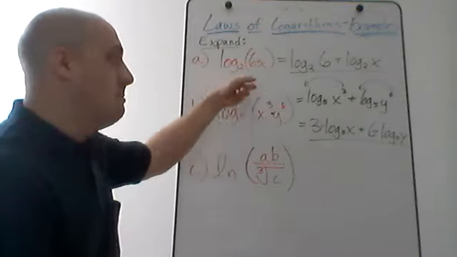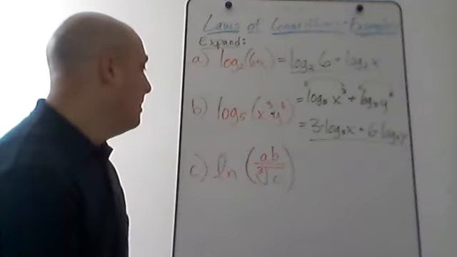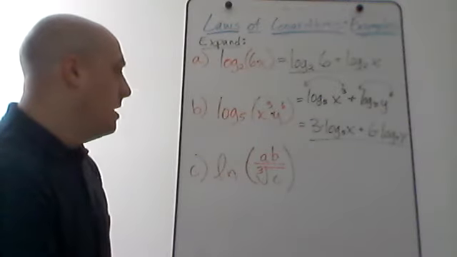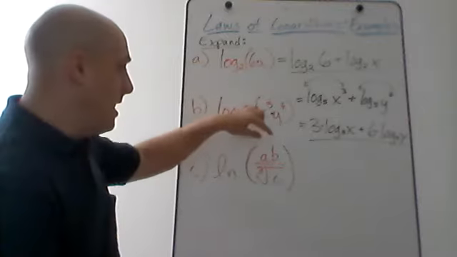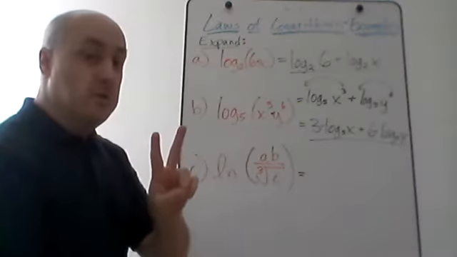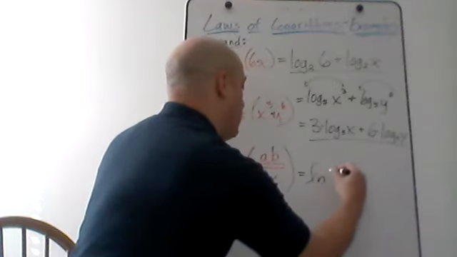Right, but I still use the same properties that I did, whether it's an ln or a log base 5 or any other base. All right, so ln of ab over the cube root of c. First thing I see here, I have that division. I have ab divided by the cube root of c. That's law number 2. Law number 2 says if I have the log of something being divided, I separate that into two different logs.